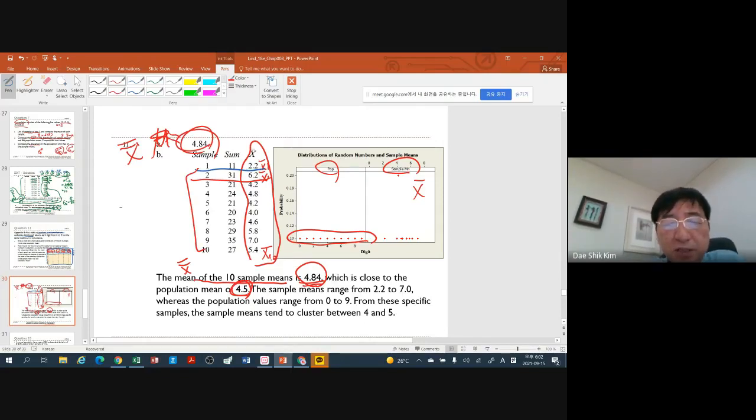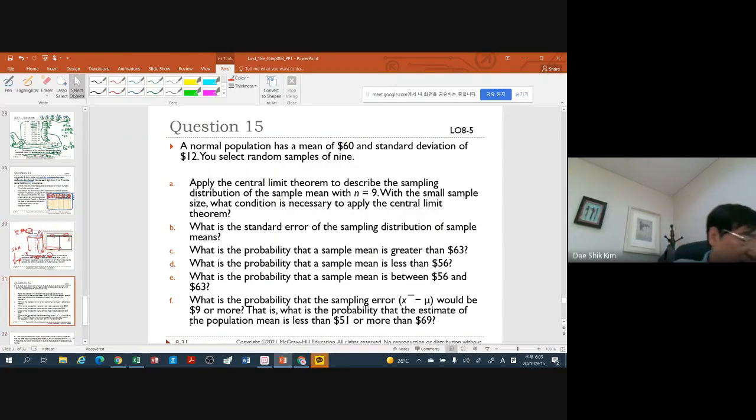If you select again and again, 11, 12, 20, 30, 100, then X bar at the beginning is not equal to mu. But if you do it again and again, the average X double bar will be close to mu. But the standard deviation will be smaller and smaller. Okay, that's good.